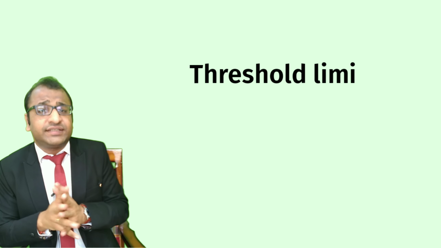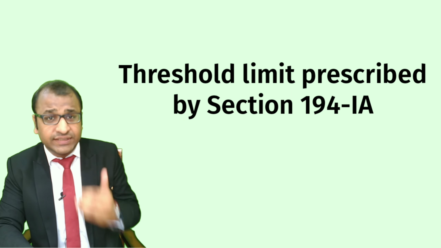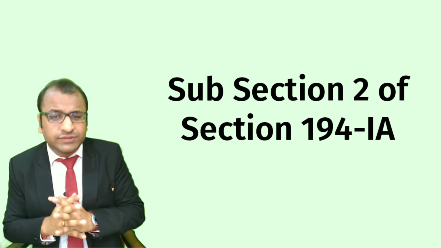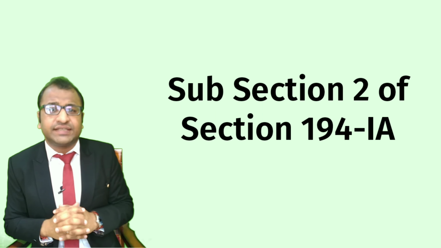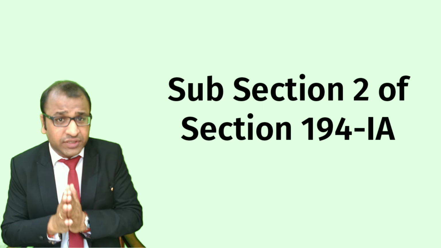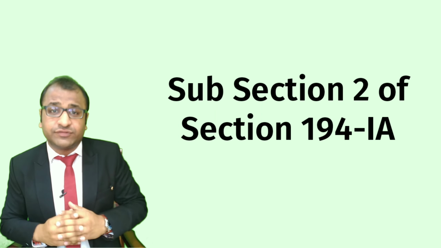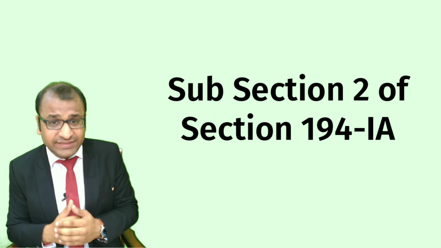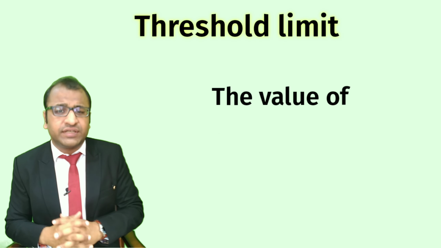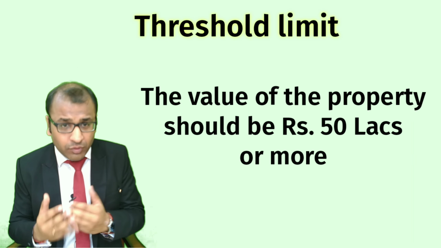Now let's analyze the threshold limit prescribed by section 194IA for TDS deduction. Subsection 2 of section 194IA talks about the threshold limit. It says that no deduction under subsection 1, which we discussed, shall be made where the consideration for the transfer of an immovable property is less than 50 lakh rupees. So it is evident from this subsection that the value of the property should be rupees 50 lakhs or more.